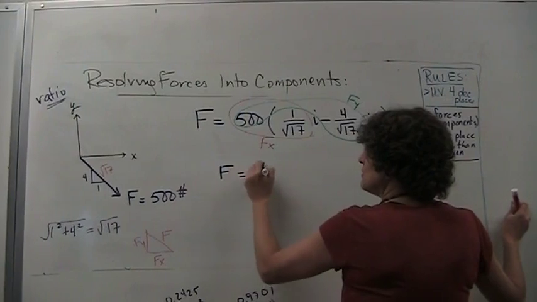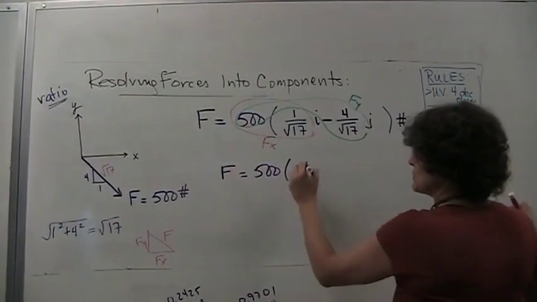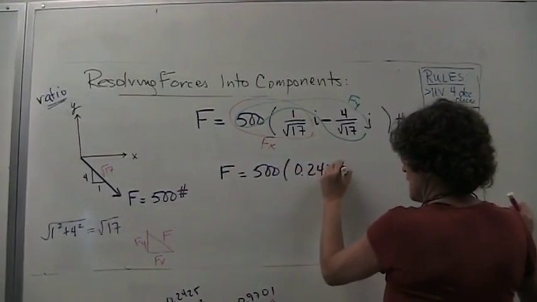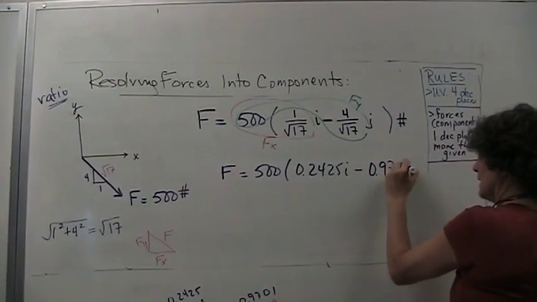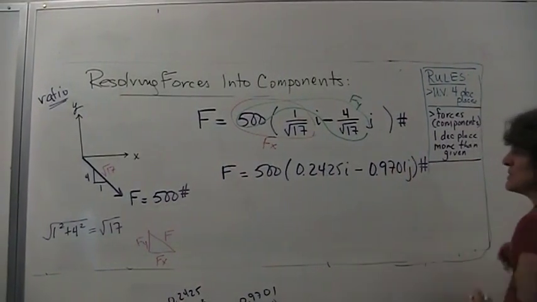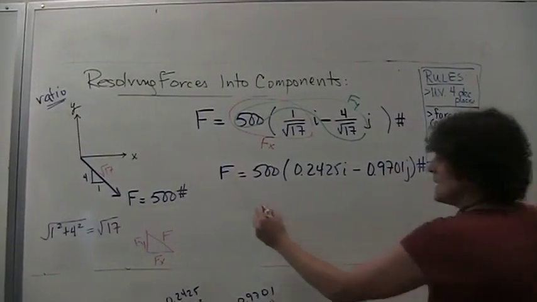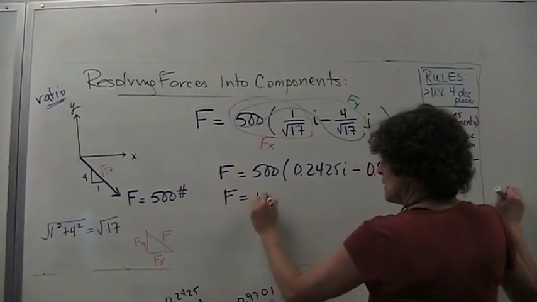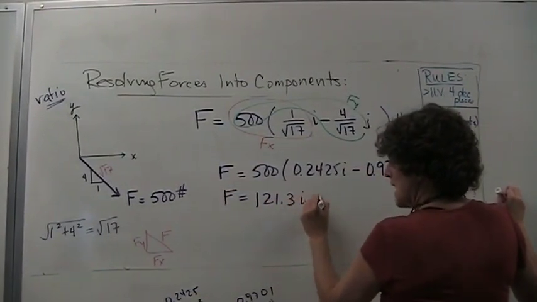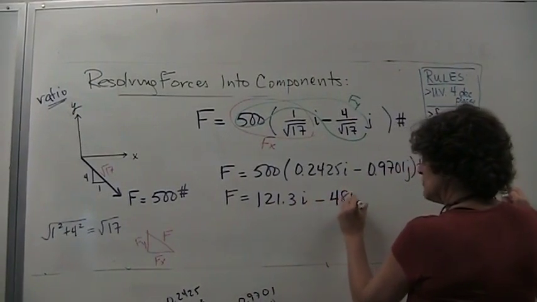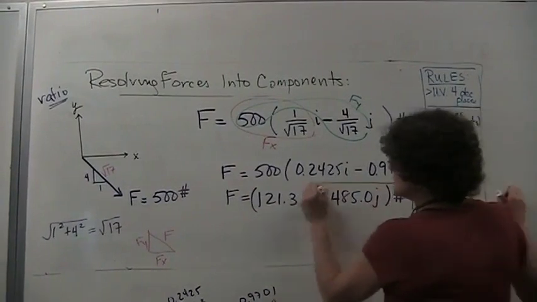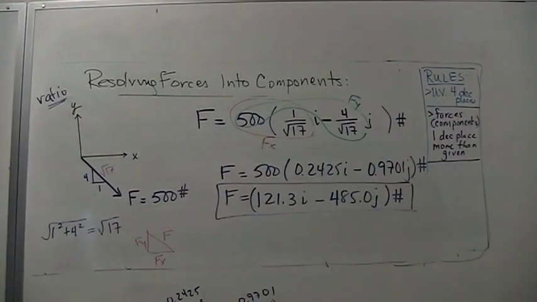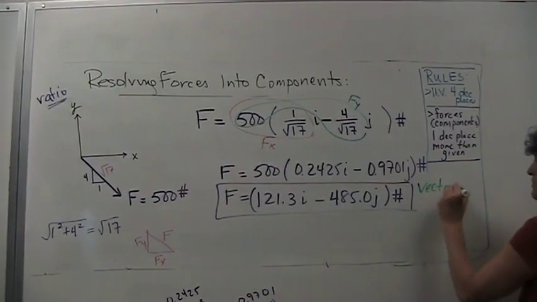F is equal to 500. Now I'm putting in my unit vector. It turns out to be 0.2425i minus 0.9701j pounds. And then I carry this out and I get F is equal to 121.3i minus 485.0j pounds. And this is my vector. And how did I represent it? Vector form. So I just represented it in vector form.